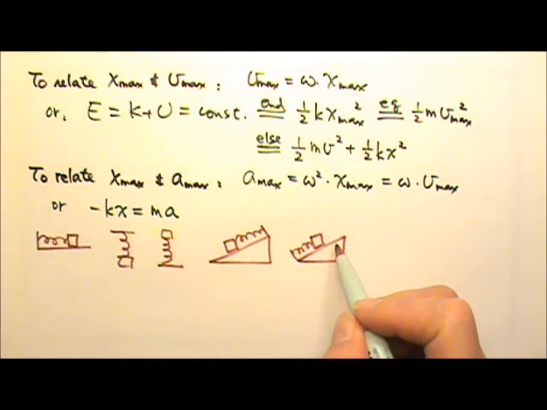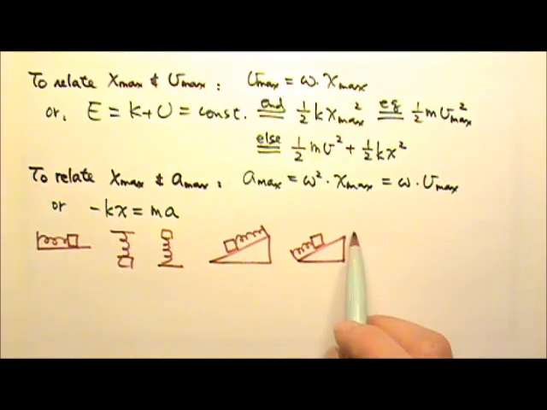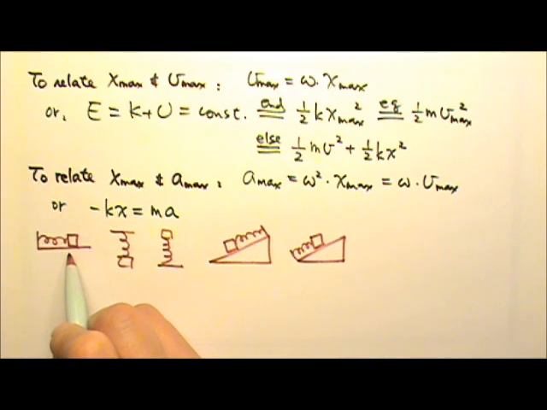If they have the same amplitude, they would have the same maximum speed. So if we have a vertical model or a slanted model like this, it is easier for us to analyze their motion using the horizontal model. Because with the horizontal model, we do not have to worry about the mg or mg sine theta.